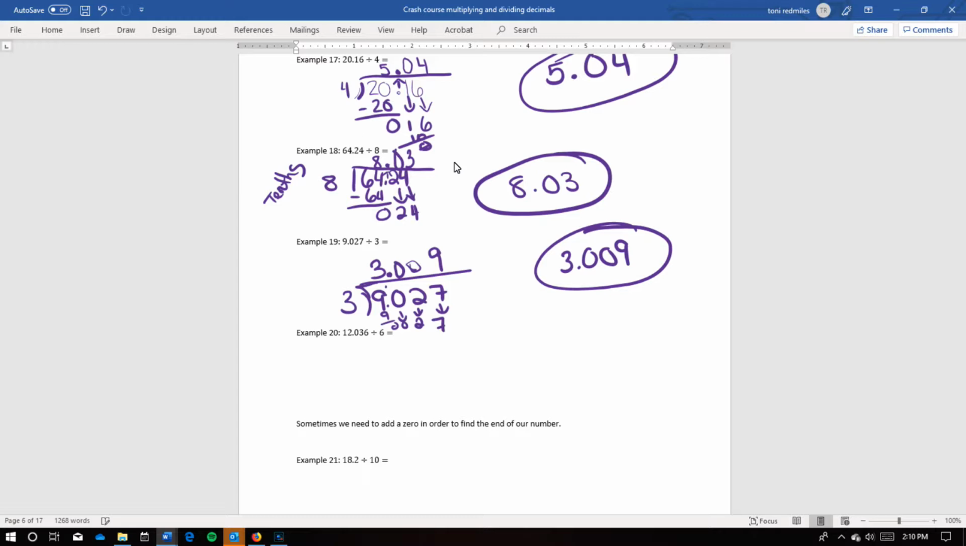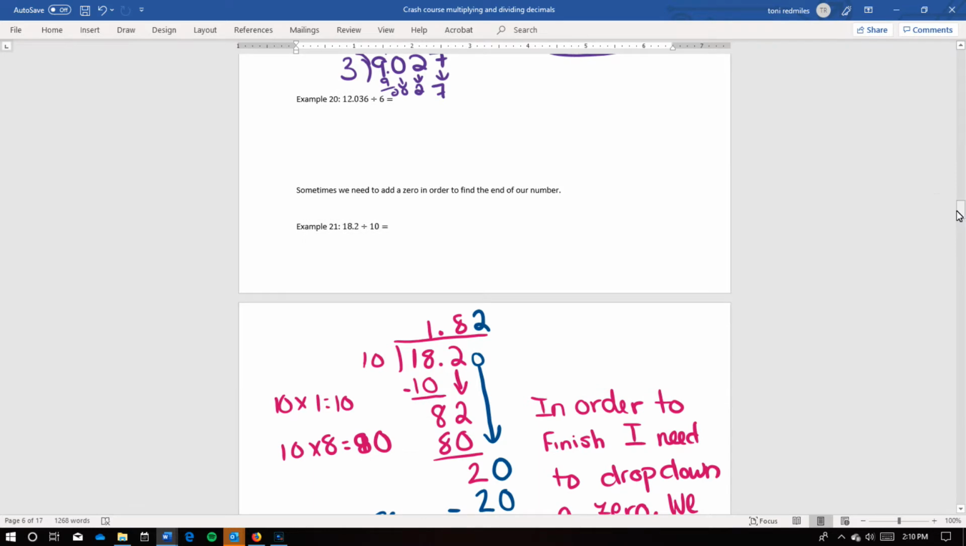All right, last one of this set. But not the last one we're doing today. 6 goes into 12 2 times. Gotta put my decimal in. Bring down my 0. 6 goes into 0 0 times, so I can drop down the 3. 6 goes into 3 0 times because it can't go into it, and I need a placeholder so that I can get over to that thousandths place. Now 6 will go into 36 6 times.